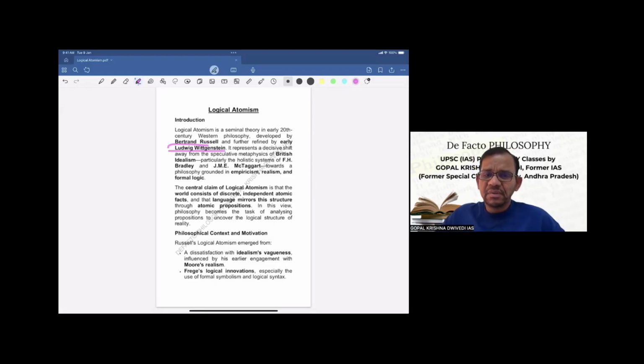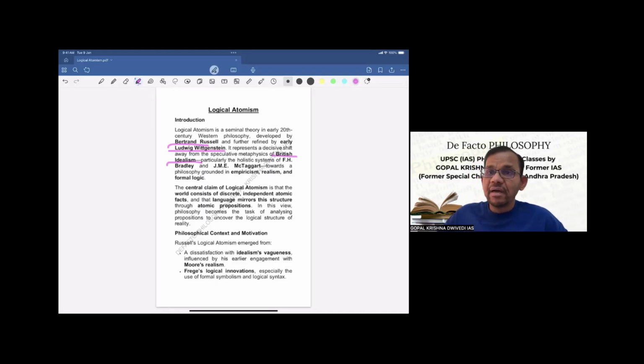Basically, some two or three indicators are there wherein it is clear that it was a reaction to idealism, Hegel's idealism, and in a way, Hegel's impact on British idealism. So this theory of logical atomism was a reaction to British idealism, which was developed by Bradley, McTaggart, etc.